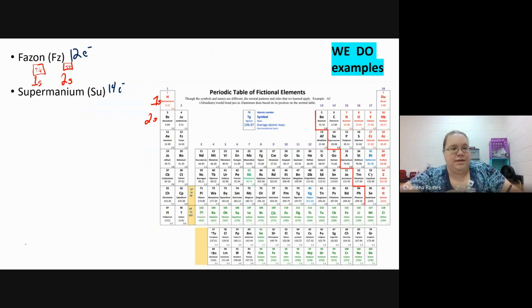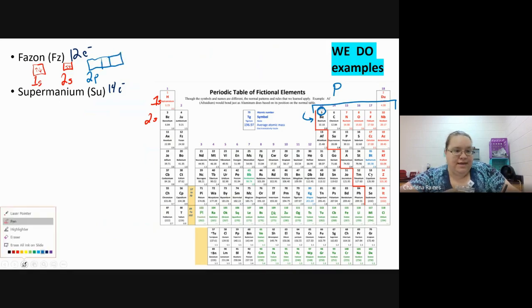Okay. Now we are at electron number 5, and I can see that electron number 5 lives in the same place in the cloud as element number 5 on the table. Element number 5 is in the second row, P block. So 2P. Well, I wrote a P, that means I got to draw 3 boxes. I can count on the table, and I can see that's on my way to Phazon.